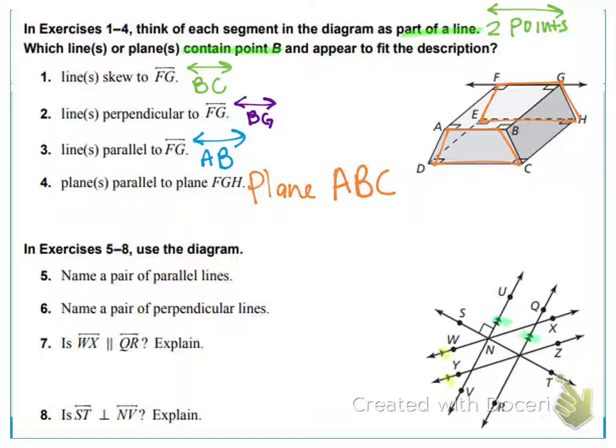We're just going to pick a pair to name. Which ones do we want to name parallel? UV. UV is parallel. So use your parallel symbol. Looks like two straight lines. UV is parallel to QR.